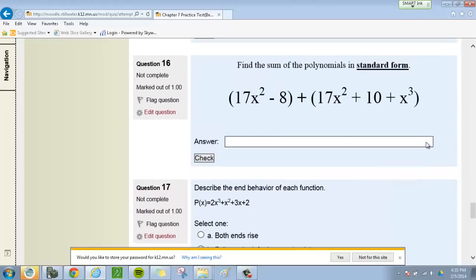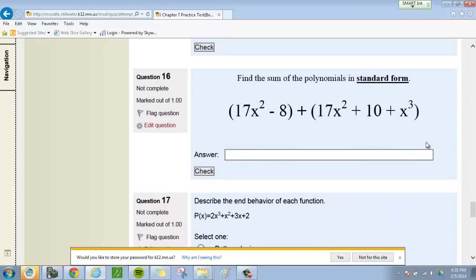Number 16. Oh, we're adding this one. Put it in standard form. So let's chunk these suckers together. The 17x squared and another 17x squared. That gives me 34x squared. And then let's go then.